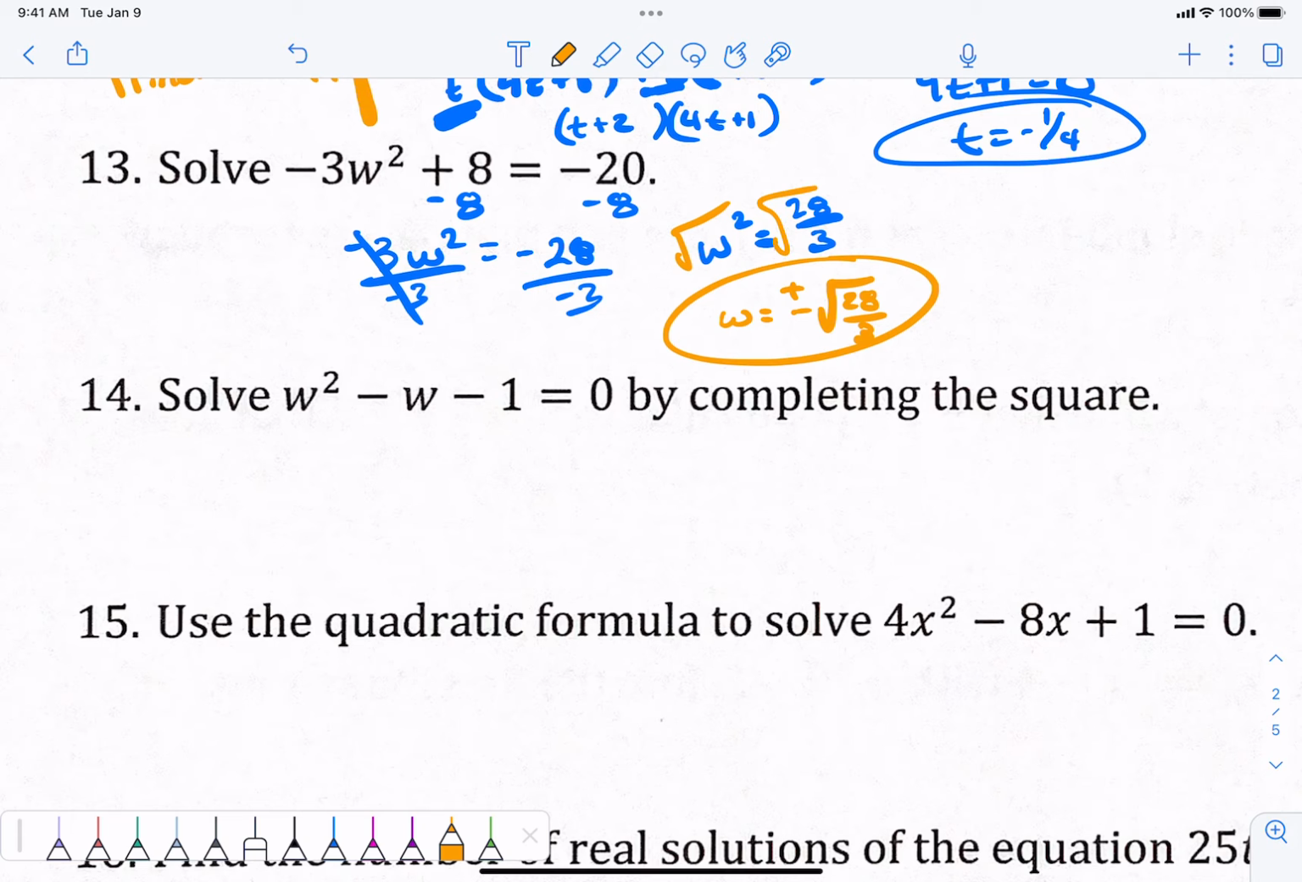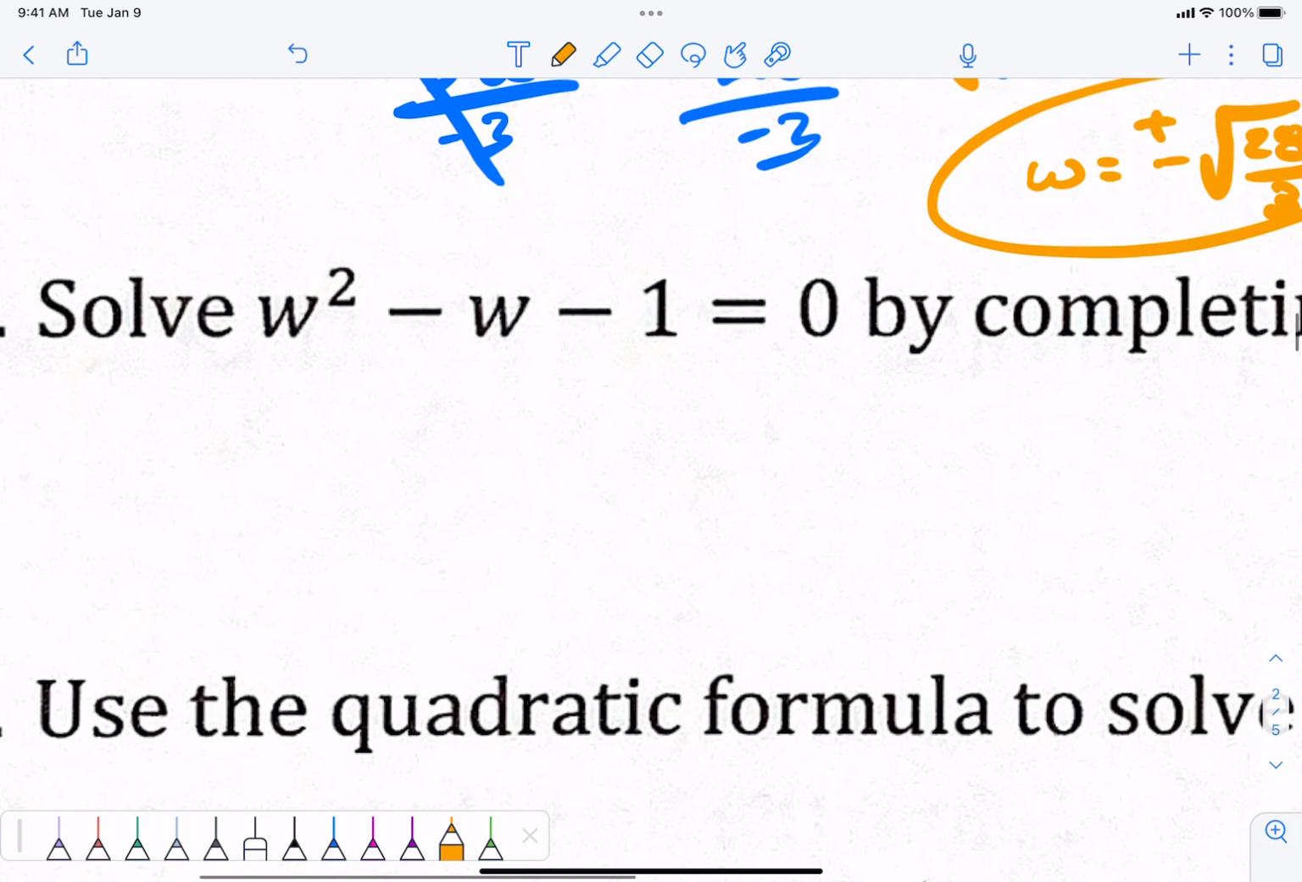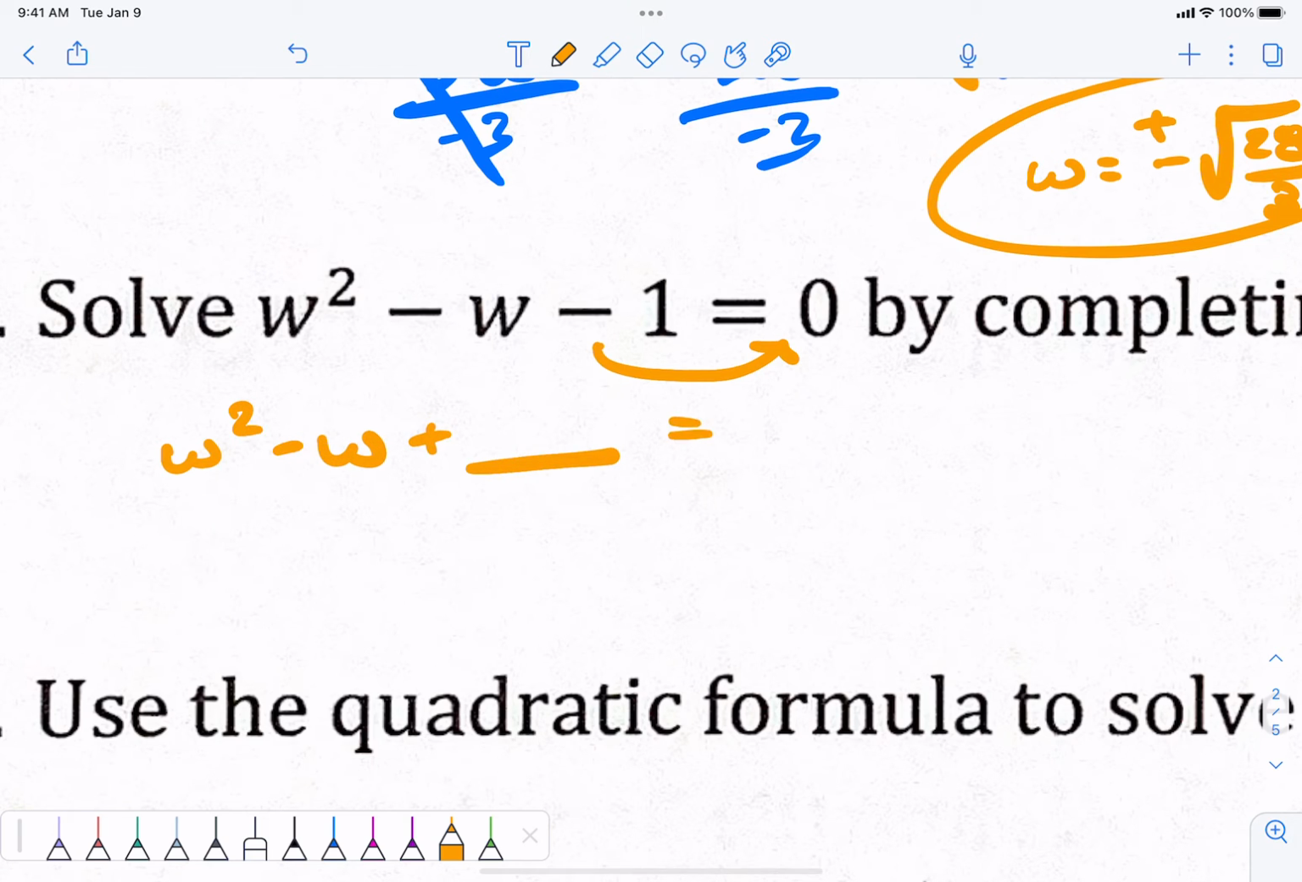14. Solved by completing the square. First step to completing the square is completing the blank. The blanks go at the end. I need to move him over, so it's W squared minus W plus blank equals 1 plus blank. I moved him over.